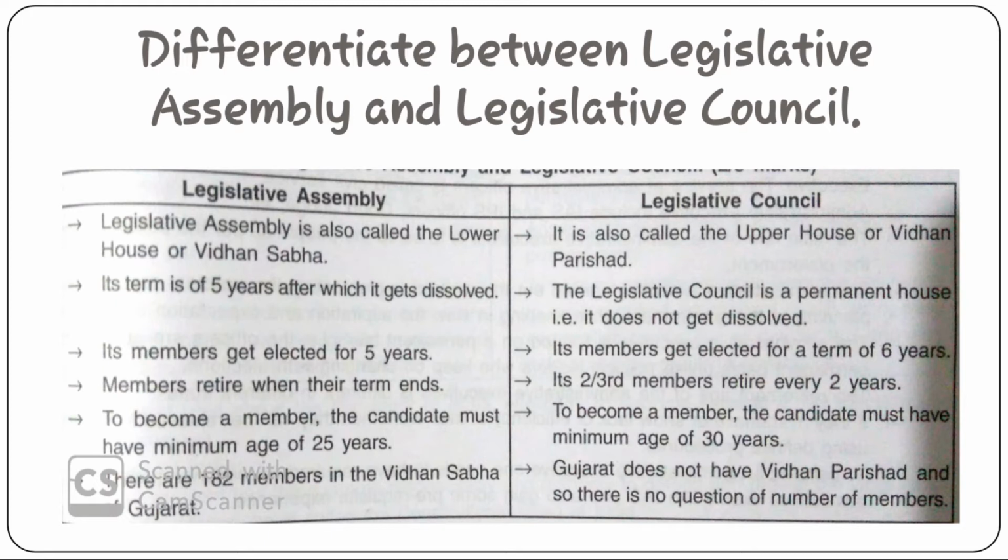To become a member, the candidate must have a minimum age of 25 years, whereas in the Legislative Council it is 30 years. There are 182 members in the Vidhan Sabha of Gujarat, whereas Gujarat does not have a Vidhan Parishad, so there is no question of the number of members, because ours is a unicameral Legislative Assembly. We are having unicameral. I hope you understood this. Please study this and draw very neatly into your notebook. This is an important question for your examination.